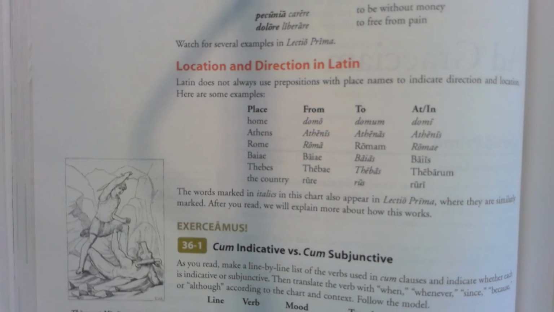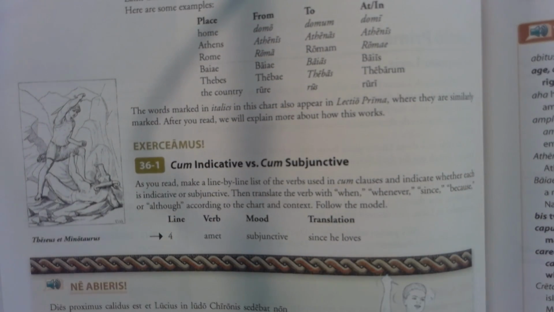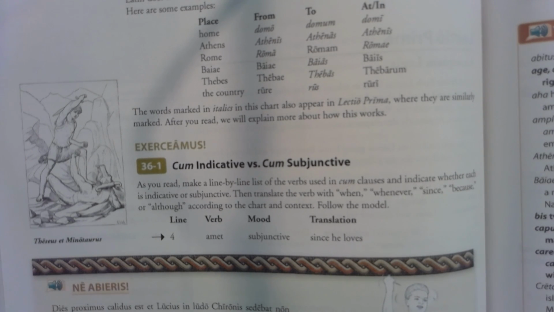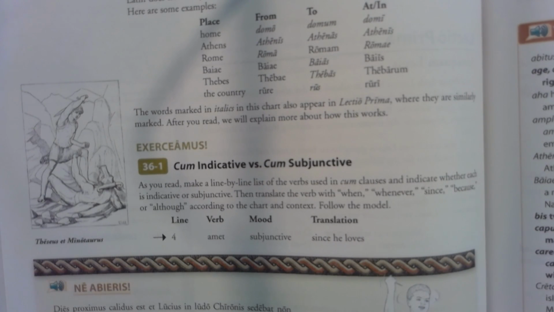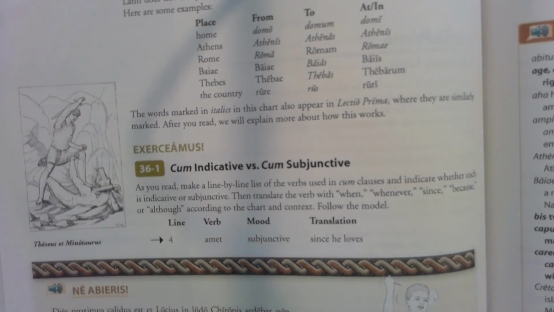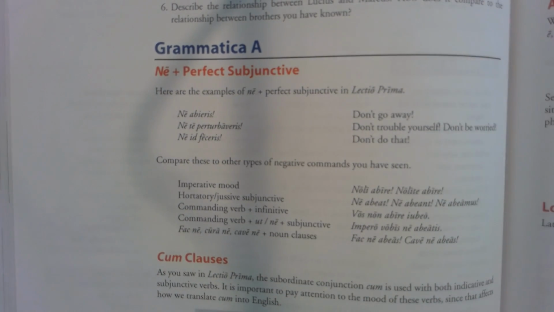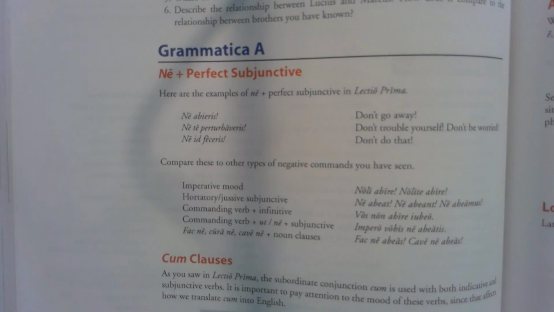So pretty simple. And then we've also got more to do with the indicative and subjunctive with cum, and whether the verb is indicative or subjunctive changes the meaning of the clause, as we'll see in a minute. So we're going to flip over to page 478, Grammatica A, ne plus the perfect subjunctive.